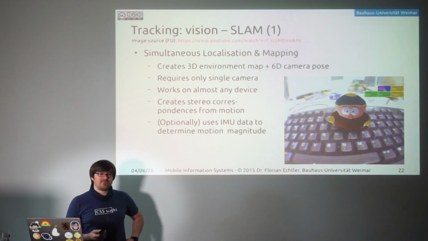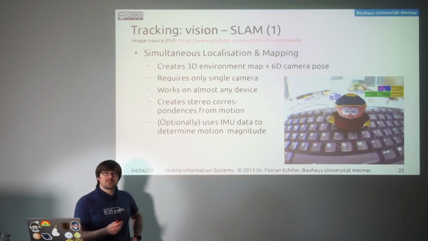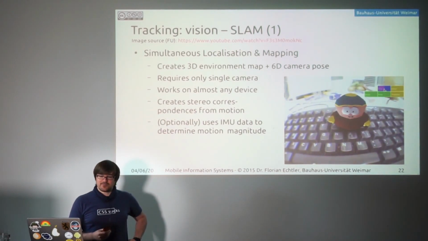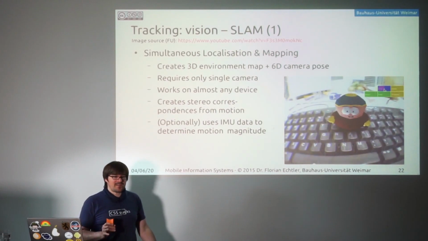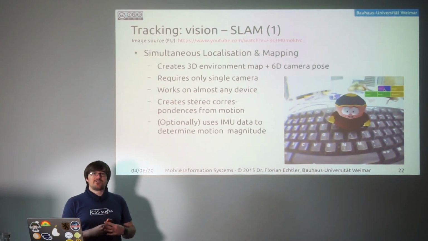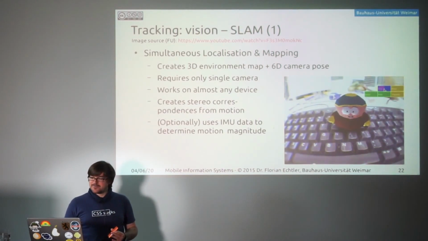Without the IMU, I would not know any absolute distance in the environment. I would still be able to create this point cloud of my environment, a 3D point cloud, but I wouldn't know any distances, any absolute distances.